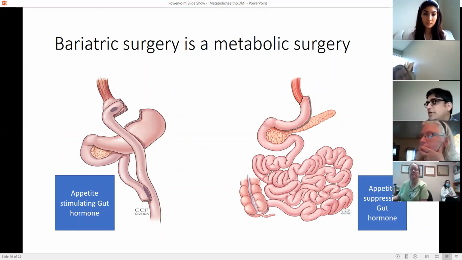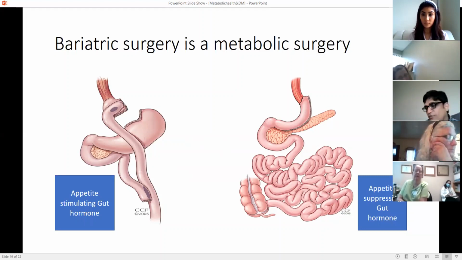If you see a young patient in their 30s, 40s, and they are obese, you can offer bariatric surgery to them as a means to make the diabetes go away and go into remission, as long as they keep the weight off. So these are the two methods that are mostly done.